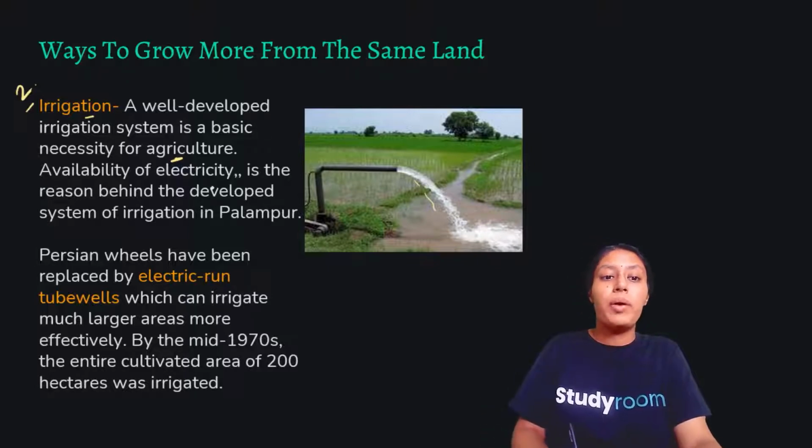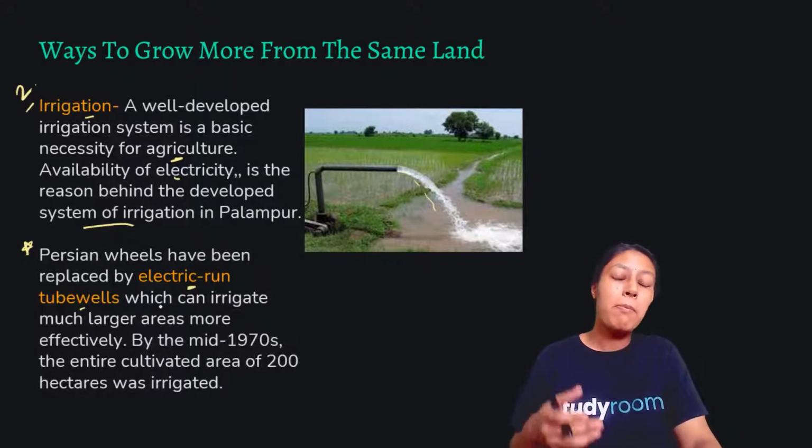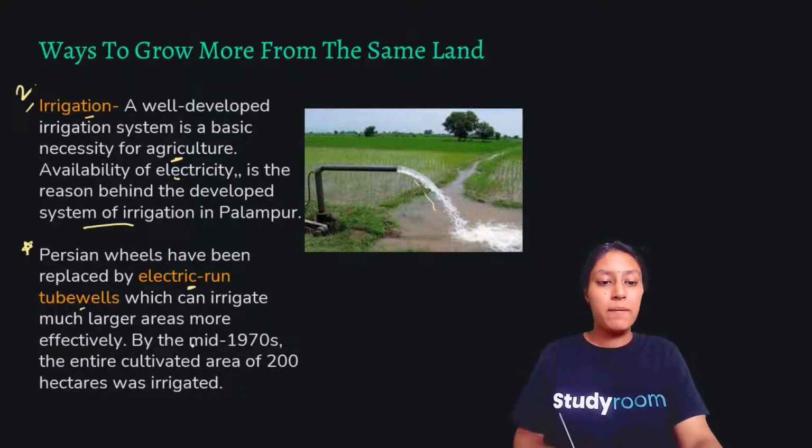Palampur has well developed electricity. That's why it has a well developed irrigation system as well. So irrigation is again a very important factor for growing more from the same land. Here we have an ancient fact: the Persian wheel has been replaced by electric run tube wells. Earlier, there used to be a wheel through which water supply was delivered to the plants, but now we have electric run tube wells, which can irrigate on a much larger scale, as is pretty visible from the picture.